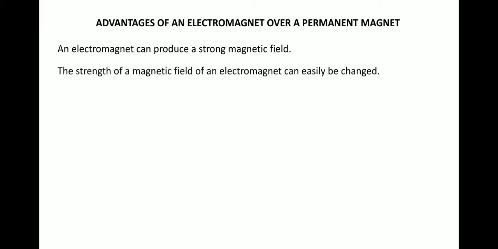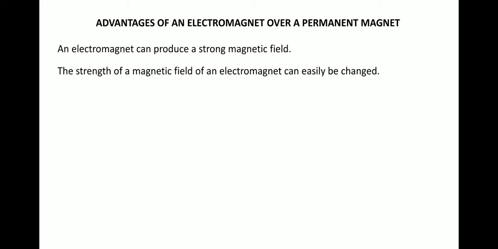Advantages of an electromagnet over a permanent magnet. When you compare the two, you will find that an electromagnet can produce a strong magnetic field. Next, the strength of the magnetic field of an electromagnet can easily be changed. That is, if you increase the current or decrease the current, then the magnetic field of an electromagnet can easily increase or decrease.